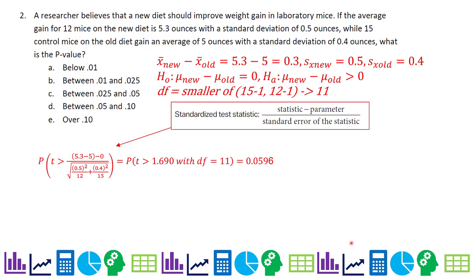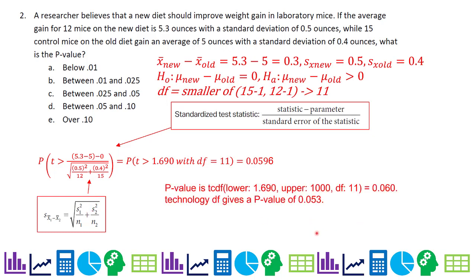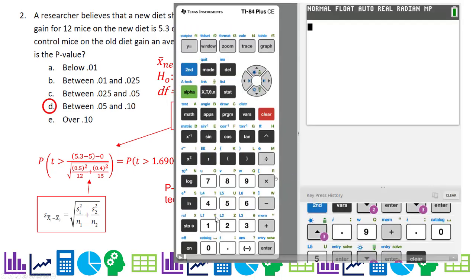And we get 0.0596. And remember, this is the same formula we just used in the last problem to calculate the standard error. So the p-value, using TCDF, with this value and those degrees of freedom, we get 0.060, right? And we can also use technology to give us the p-value. So I'll show you technology here.